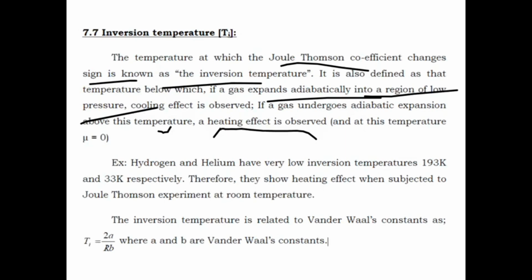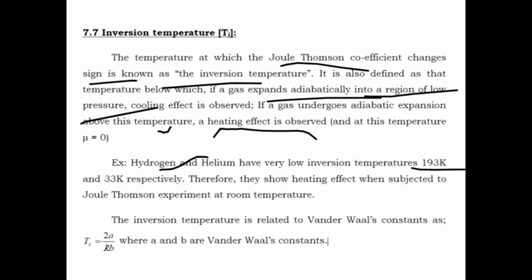Here are some examples. Hydrogen has a very low inversion temperature, that is 193 Kelvin, which is around minus 80 degrees Celsius. So for hydrogen to be converted into liquid, it should be kept at a temperature of minus 80 degrees at a certain pressure. Only then can hydrogen be converted from gas to liquid. To bring it to the liquid state, the temperature must be maintained at minus 80 degrees Celsius.